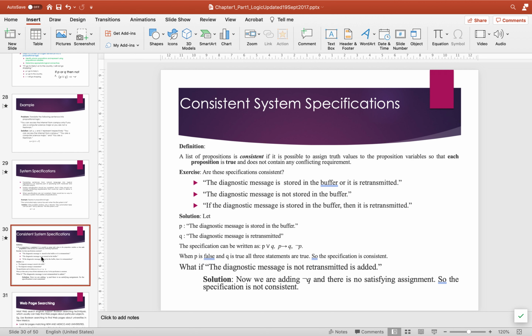And soalan dia, what if the diagnostic message is not retransmitted, is added? What if they add another statement here? So nanti you akan tengok the spec tu tak consistent. So this one you can try to use the truth table untuk check, untuk compare the three statements here and then the four statements. Boleh kan itu? Boleh ya? Alright.